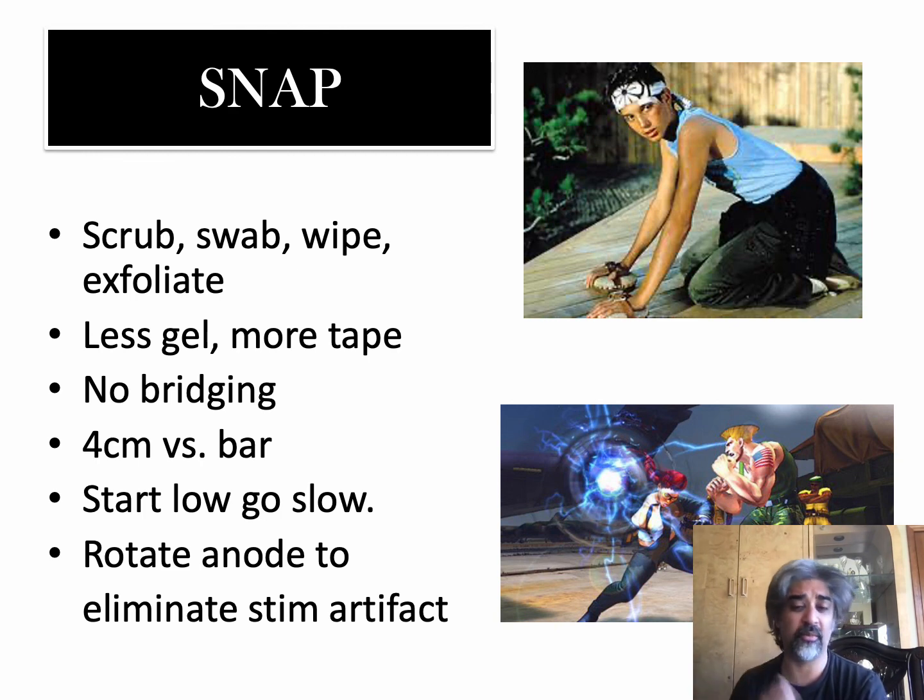And if you do get stim artifact, I gave you another slide with all the different things you can do. You can obviously remove the electrodes and scrub the whole hand once more, put the electrodes back. And then there's something called anodal rotation, which was described in the other slide.